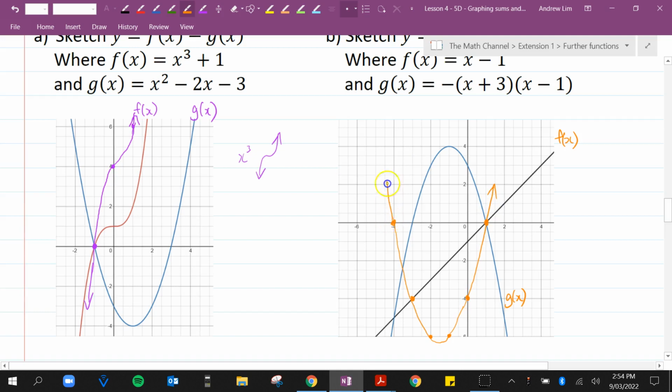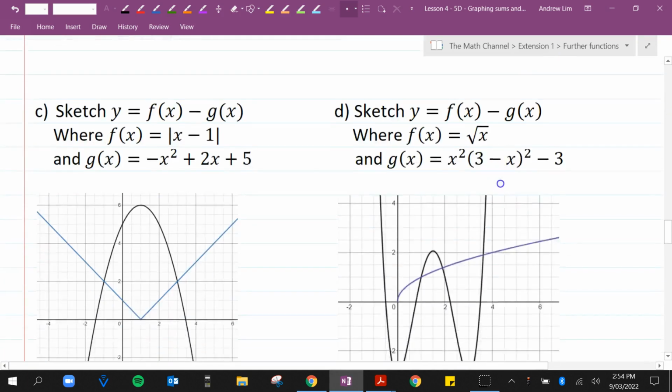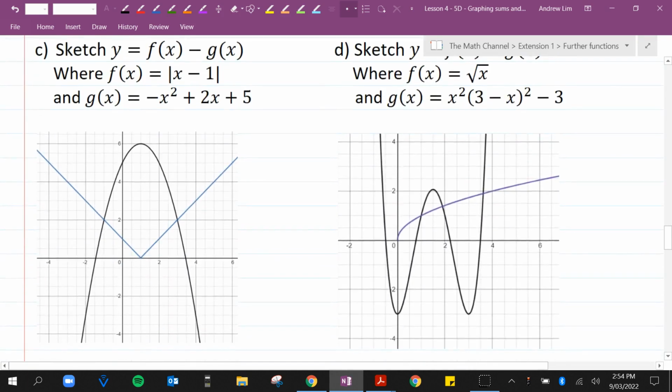And remember, we're just sketching the general shape of these sums, products, and differences. It doesn't need to be completely accurate. That's good enough. Alright. Question C and D. I'll have a go with this one, and then you can have a go with D. So for question C, f of x is the absolute value of x minus 1, so this one's f of x, so we're doing blue minus black in this case.